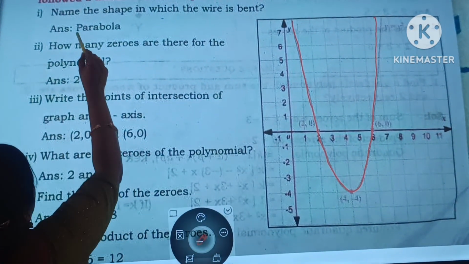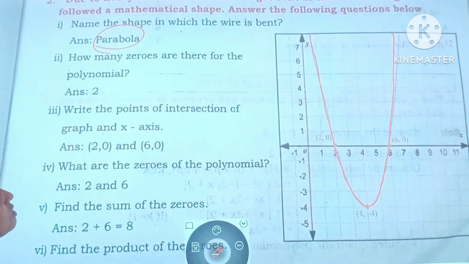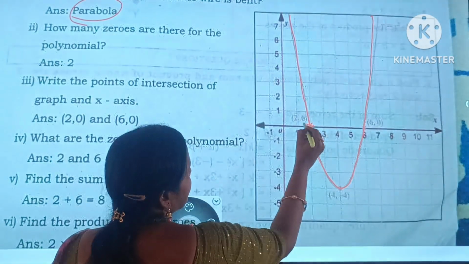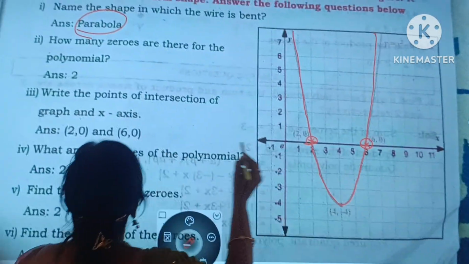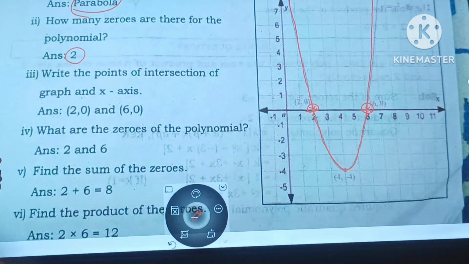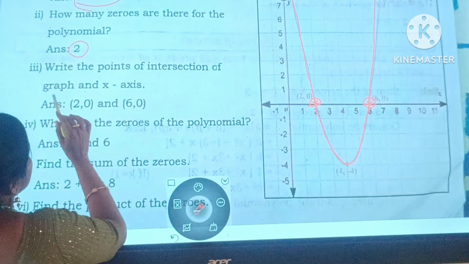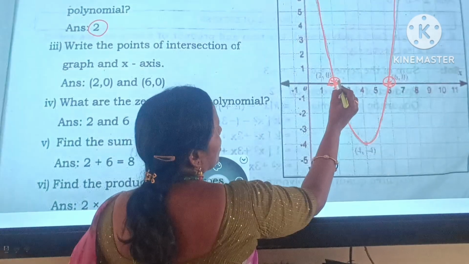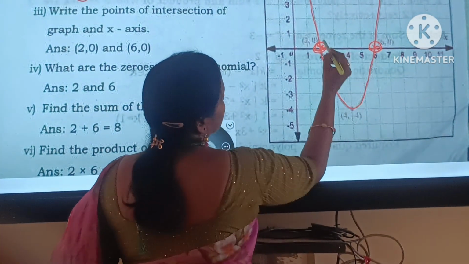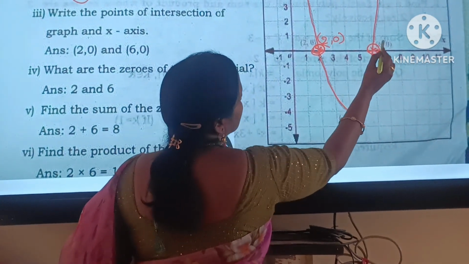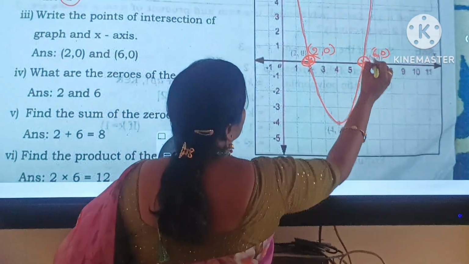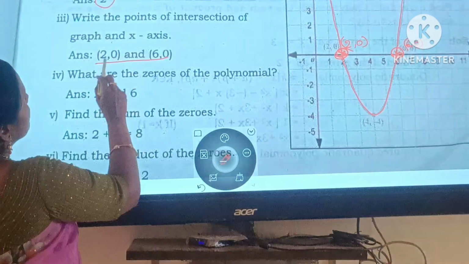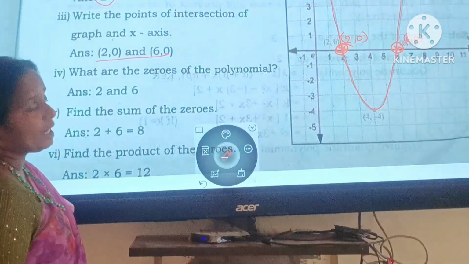It is a parabola. How many zeros are there for the polynomial? It is intersecting at 2 points, so the number of zeros is 2. Write the points of intersection of the graph on the x-axis. What are the points on the x-axis? This is (2, 0) and this is (6, 0). Therefore, (2, 0) and (6, 0) are the points of intersection of the given parabola.